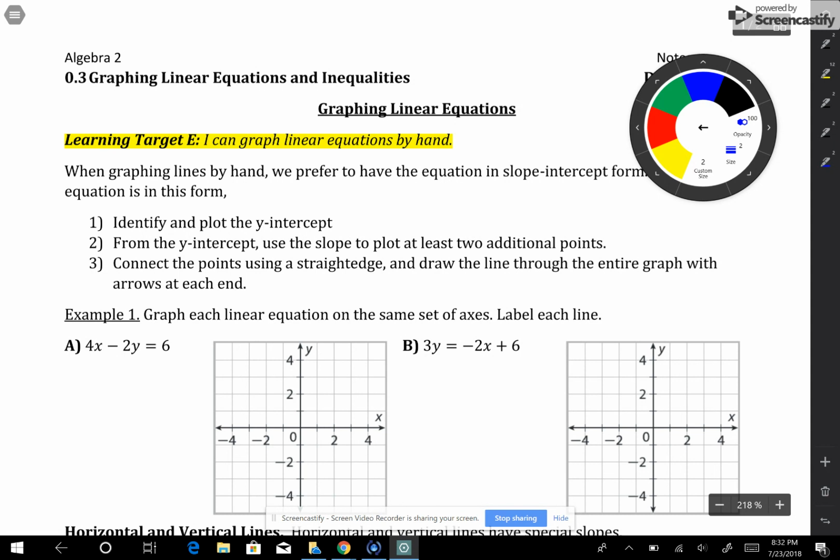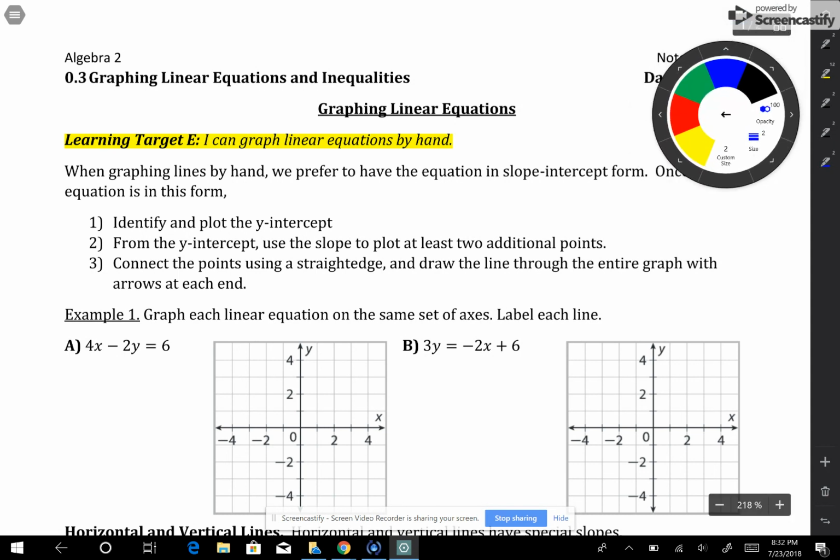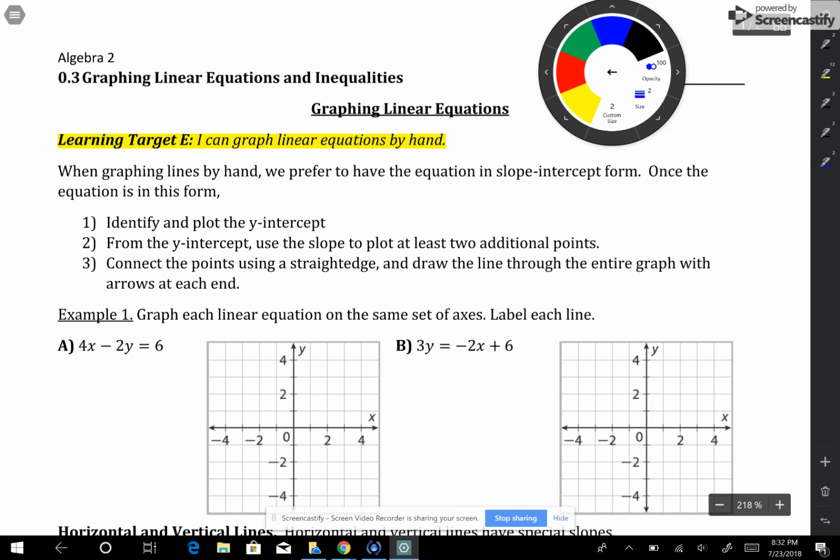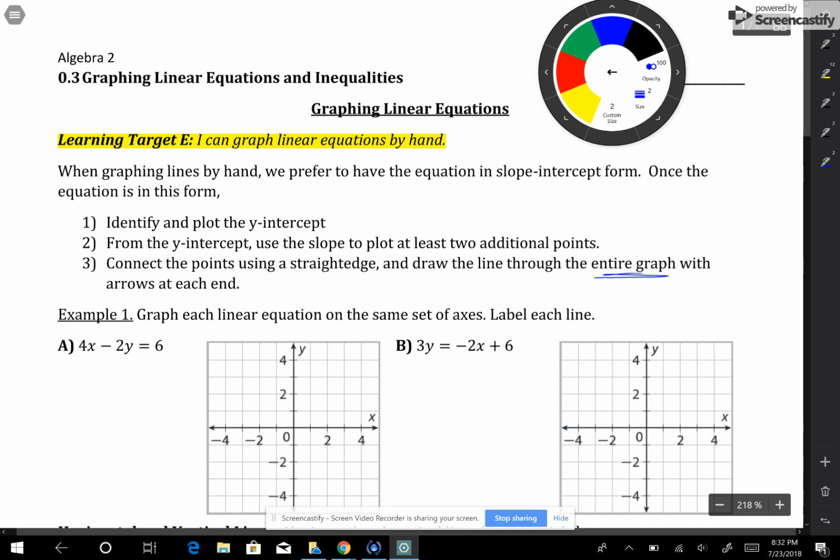When graphing lines by hand, we prefer to have the equation in slope-intercept form. Once the equation is in this form, we can do the following. Identify and plot the y-intercept. From the y-intercept, use the slope to plot at least two additional points. And connect the points using a straight edge and draw the line through the entire graph with arrows at each end. So let's first review.